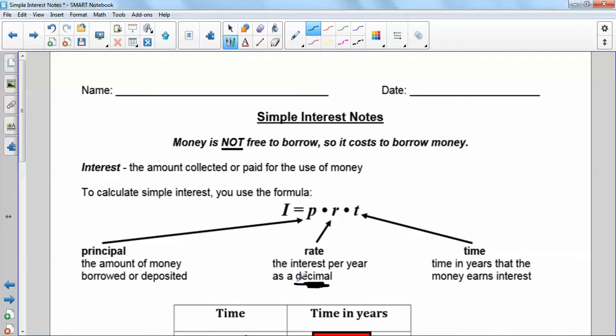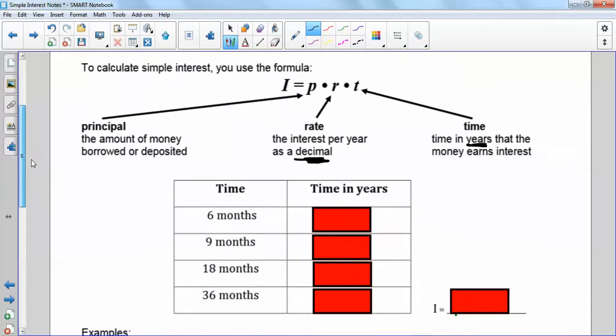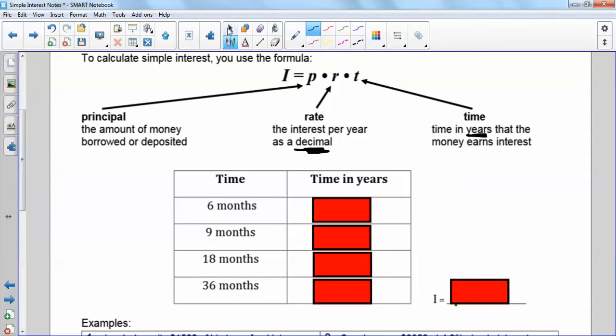But remember, decimal. The other thing is that the T stands for time. Okay, how long are you taking to earn this interest or to pay off this interest? The important part here is that it's in years. A lot of the time they give you it in months and you have to convert it to years. Okay, only put years into your formula. So the first thing we're going to talk about is different lengths of time and what they would be in years.